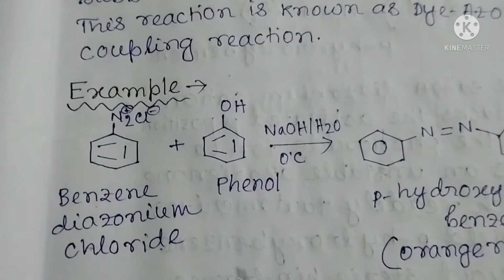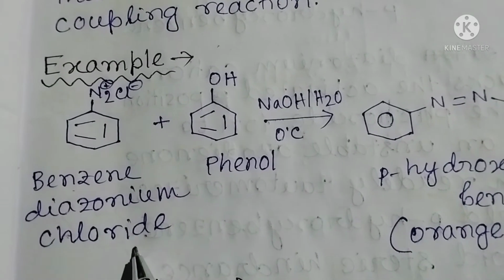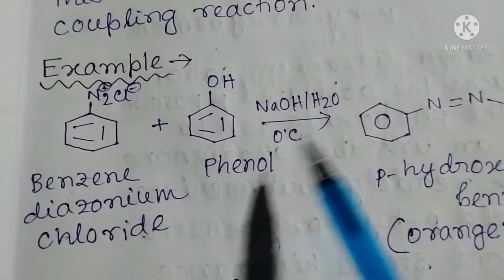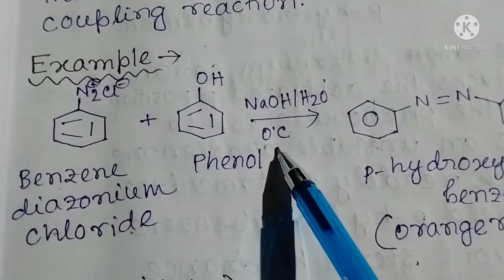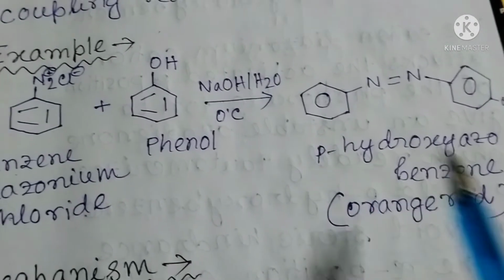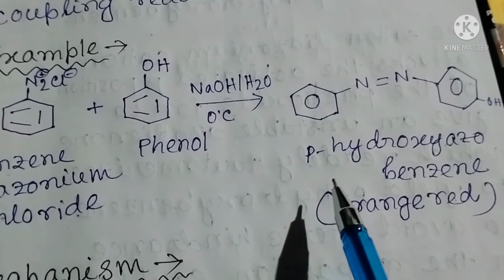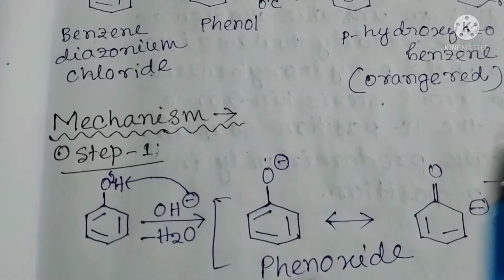This is the example of Dye-Azo Coupling reaction. Here we take benzene diazonium chloride. When this benzene diazonium chloride reacts with phenol in the presence of sodium hydroxide or water at 0 degree centigrade temperature, then we get para-hydroxy azobenzene. This has the color of orange red. So this is the example of Dye-Azo Coupling reaction. Now let's see the mechanism.